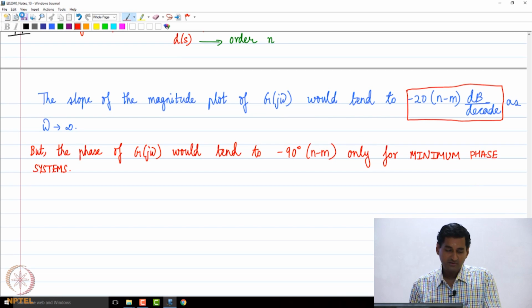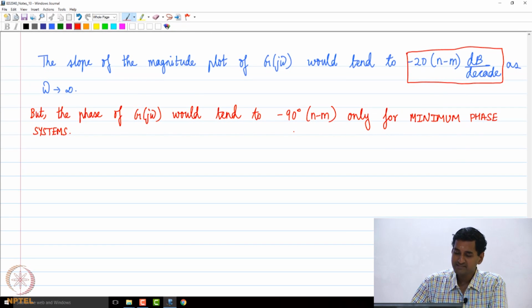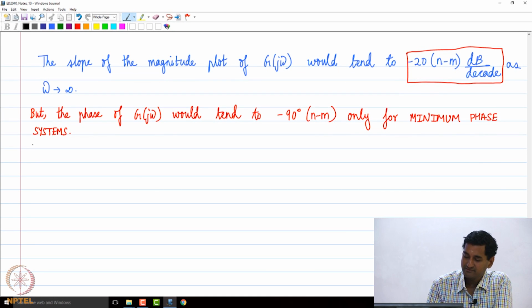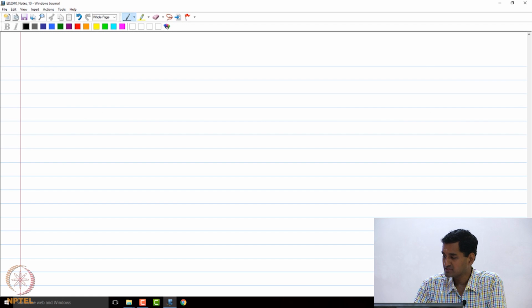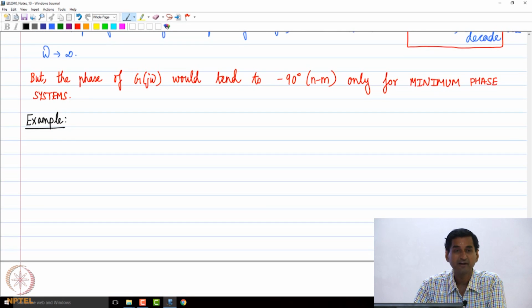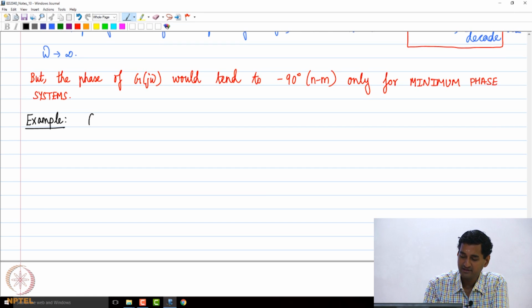Fine. So let's now do one example today, where we construct the Bode plot of a transfer function from the start. This will illustrate the entire process of how to construct the magnitude plot and the phase plot. So let's do an example today.